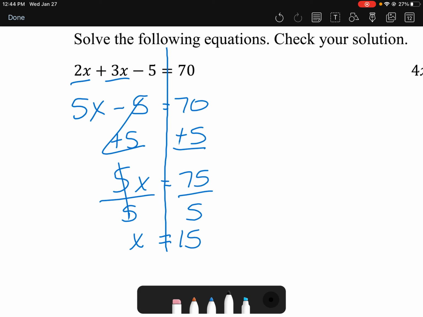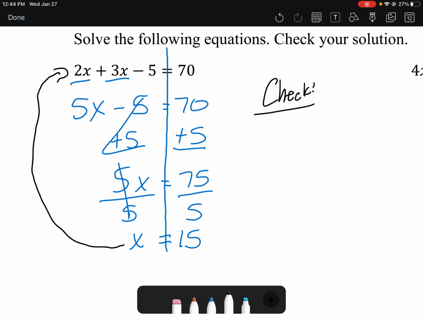Now I do want to check. Make sure that all my work is good. Make sure that my solution is correct. So I'm going to take 15 and substitute it back into the original problem. Just in case you made a mistake when simplifying, just in case you made a mistake when solving, substitute it back into the original. It should work out.